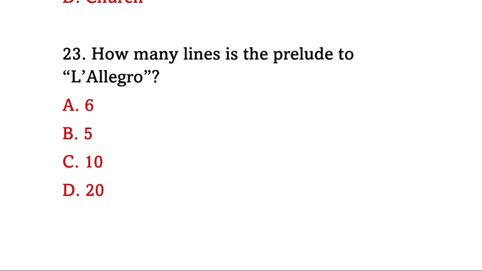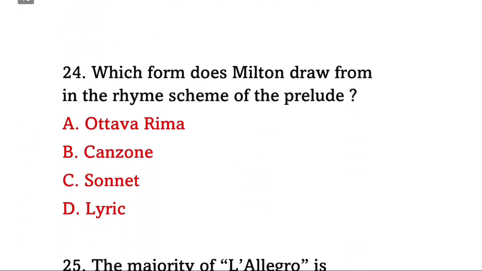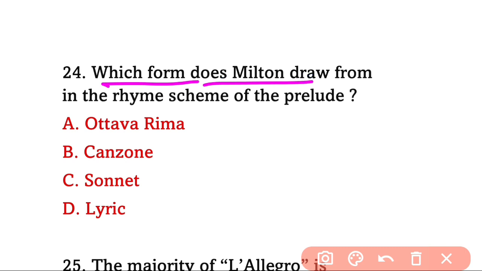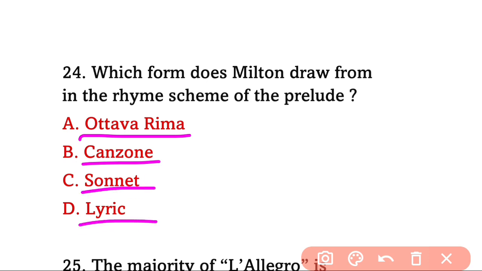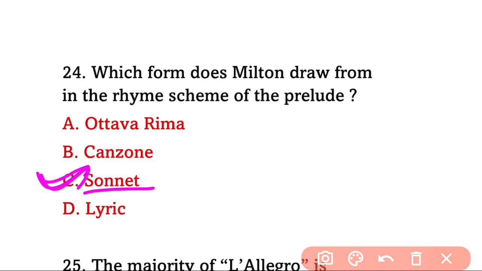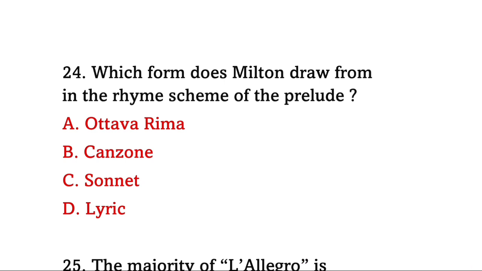Next question, question number 24. Which form does Milton draw from in the rhyme scheme of the prelude? Whatever rhyme, canzone, sonnet, lyric. What will be the answer? The answer will be sonnet. Option C is correct.